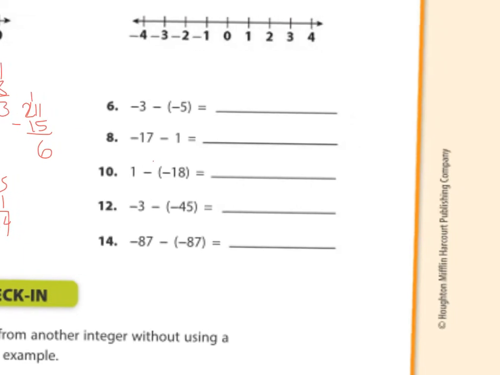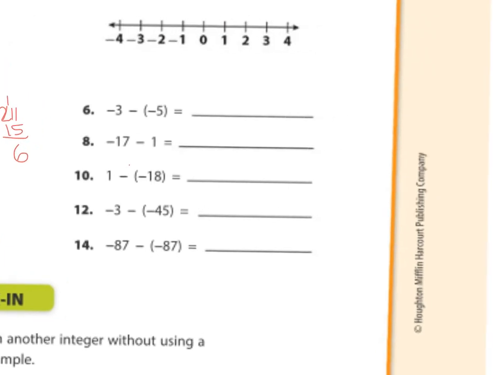Okay, number 6. Keep, flip, change. So negative 3, we keep that. We change this to plus, and change negative 5 to positive 5. All right, so negative 3 plus 5. What do you have more of? Do you have more positives or do you have negatives? Well, you have 5 positives and only 3 negatives, so you have more positives. That's what your answer is going to be. How many more positives do you have? 5 minus 3, well, that gives you 2. You have 2 more positives than you do negatives, so your answer is 2.